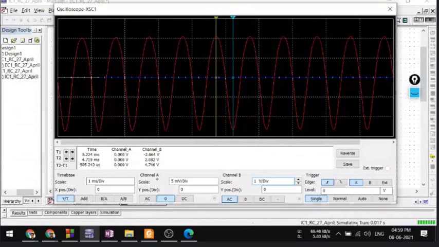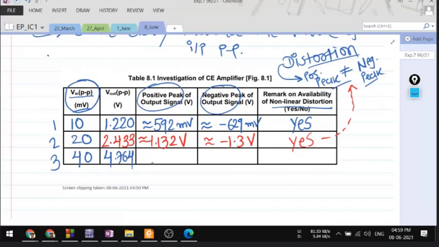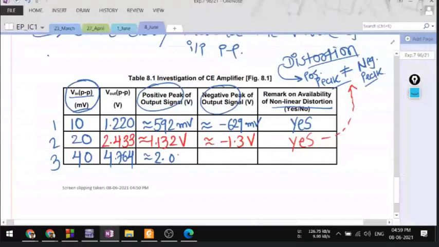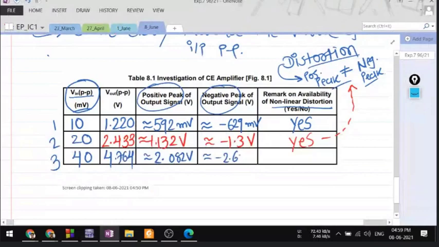Okay. And what is positive? 2.082 positive, right? So 2.082 positive, cursor 2. So approximately 2.082 volt. Okay, and minus 2.644. Okay, approximately minus 2.664, not 644, it is 664.